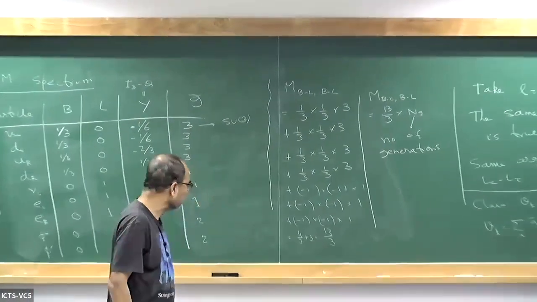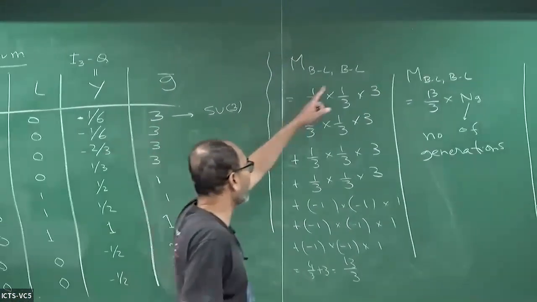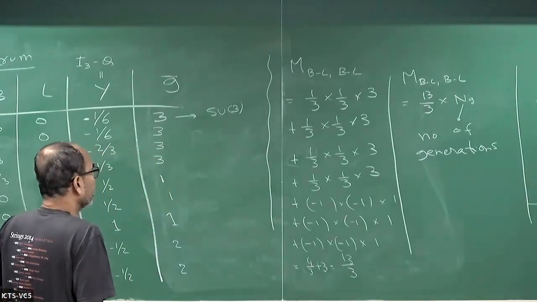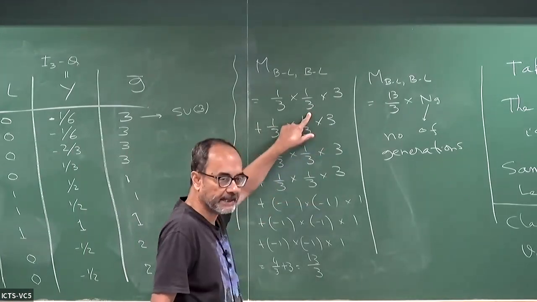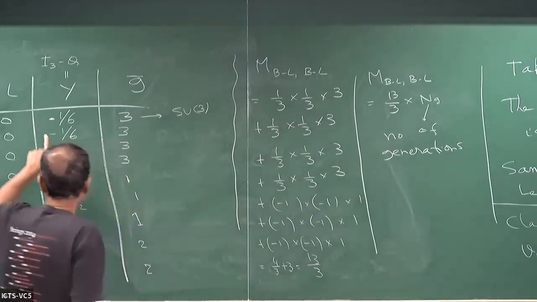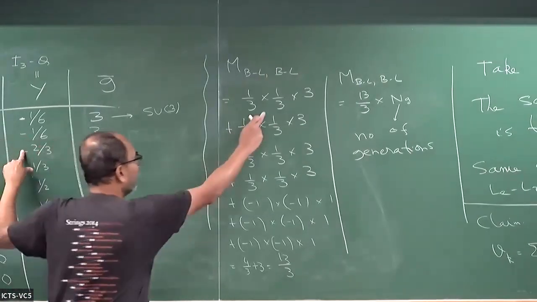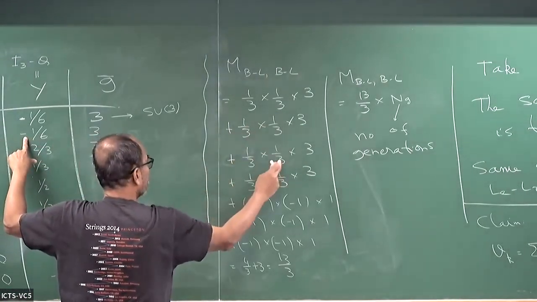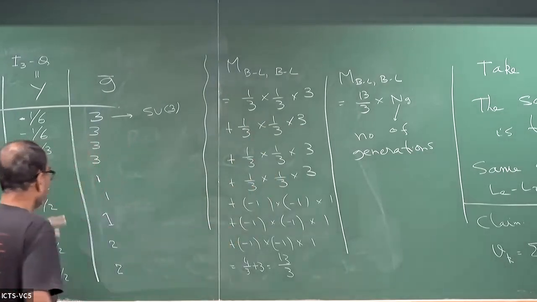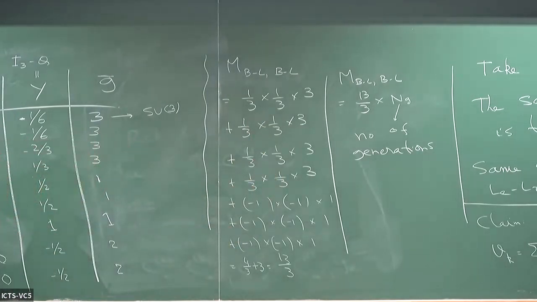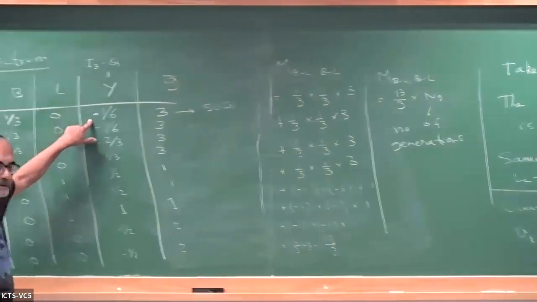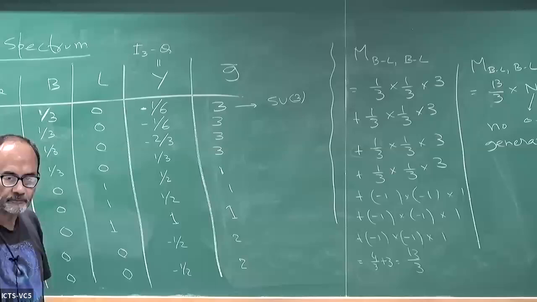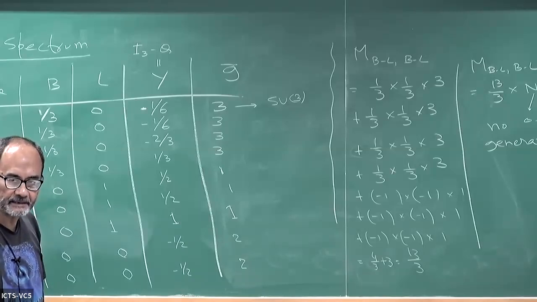Similarly, you can calculate the B minus L Y. All that will happen is that these two factors will remain the same. The second one, instead of having the B minus L values, you have to use the Y values. So the first will be multiplied by minus 1/6, then minus 1/6, then minus 2/3, 1/3, and so on. That will be B minus L Y, and similarly Y B minus L will be the same, and then for Y Y you have to multiply this with itself. Is this clear?